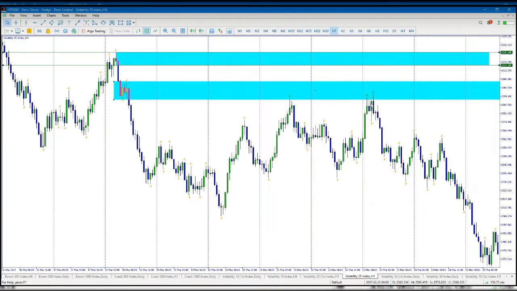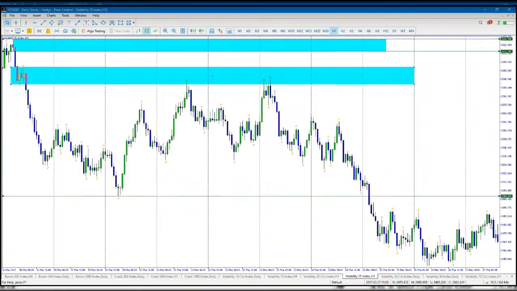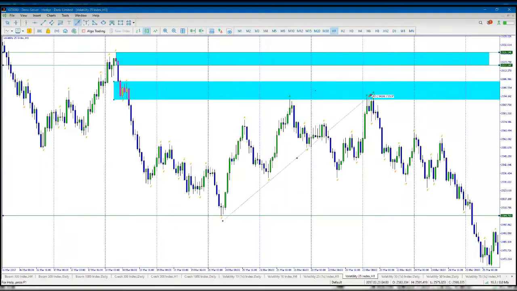So you entered here. This place would have been your take profit if you don't want to follow the swing. Price came down, kissed your first entry, and tanked down, smashed your TP.